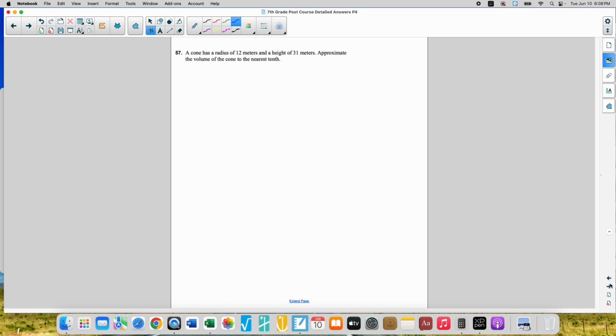Number 57, a cone has a radius. So a cone looks like this.